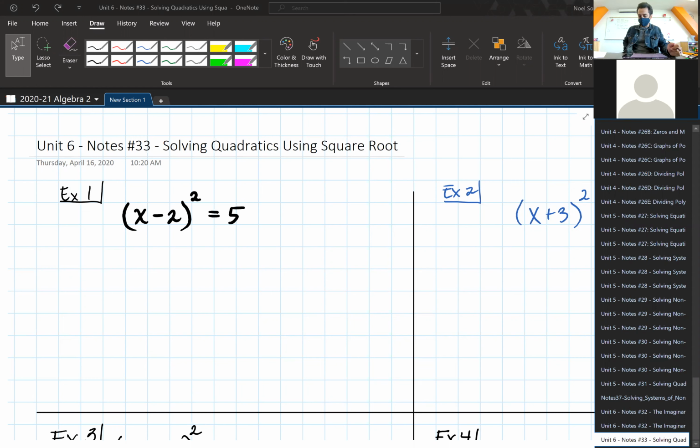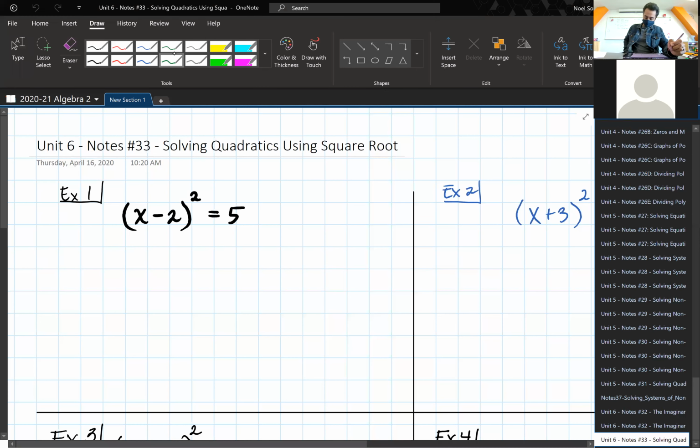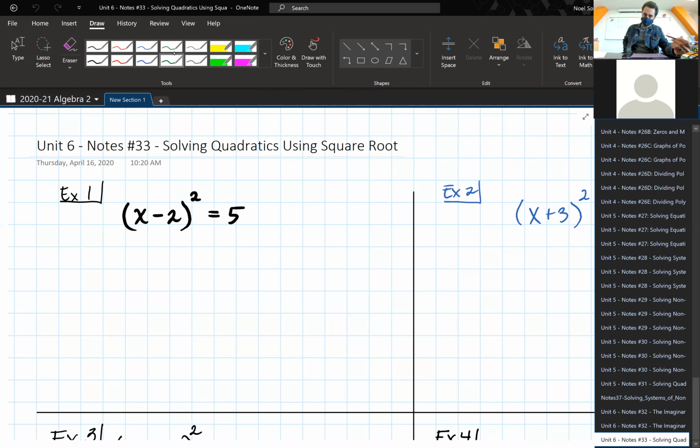Okay, so when we solve for x, we're basically solving for the roots. We're solving for the x-intercepts. But we're going to be applying the square root method. The square root method is special in that it can only be used in certain situations. The square root method cannot be applied for every quadratic, right?